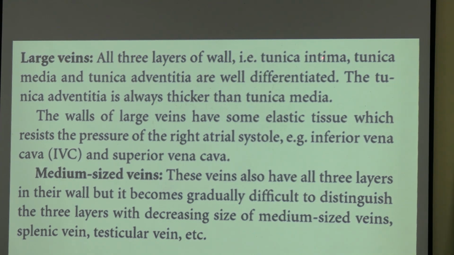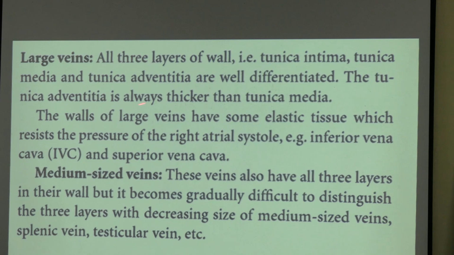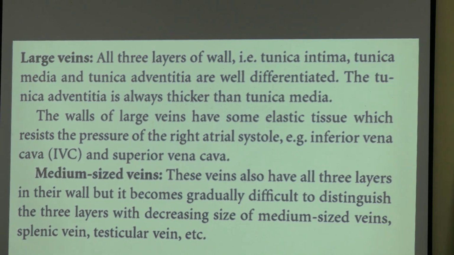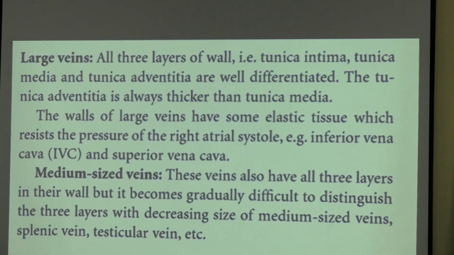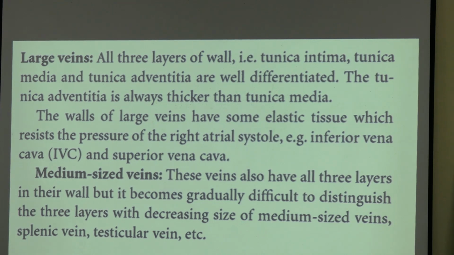Okay, as you can see, tunica intima is there, media, tunica adventitia, and these are well differentiated. Next, the tunica adventitia is always thicker than the tunica media. So in case of vein, it is the opposite. Previously, we have seen in case of elastic artery, tunica adventitia is very small, very thin. But in case of larger vein, it is the opposite. That means tunica adventitia is very thick as compared to the tunica media. Okay, that is how you can identify the larger vein.